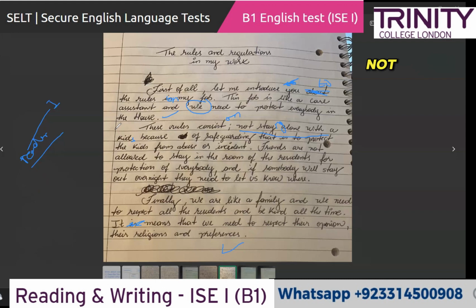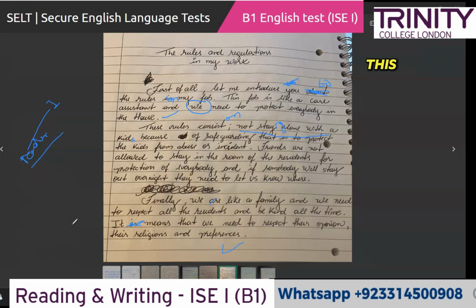Friends are not allowed to stay in the room of the residence, for protection of everybody. And if somebody will stay out overnight, they need to let us know where. Finally, we are like our family, and we need to respect all the residents and be kind.